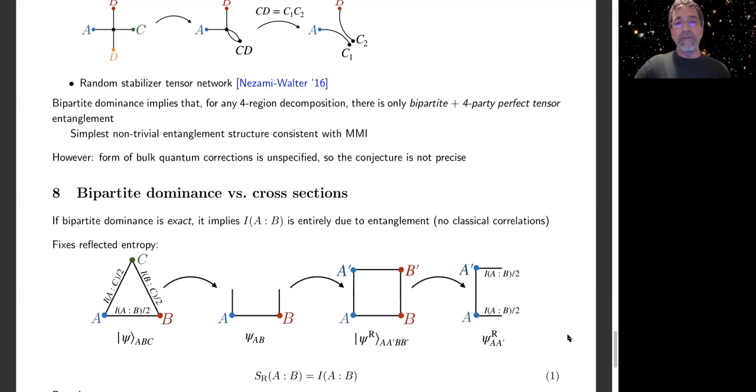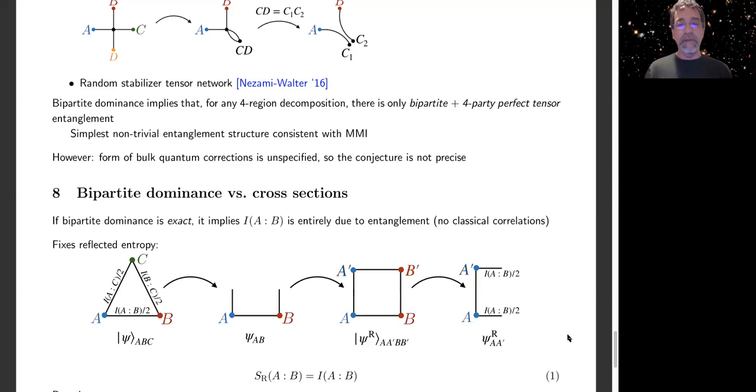That's another way of saying that normally the mutual information can be due, in a general quantum state, to entanglement and/or to classical correlations. We don't really know in holographic states how much is one or how much is the other. That's not really a well-defined question, but that's the kind of question that these reflected entropy and entanglement of purification quantities help us to understand.